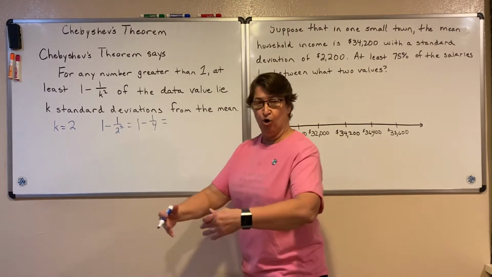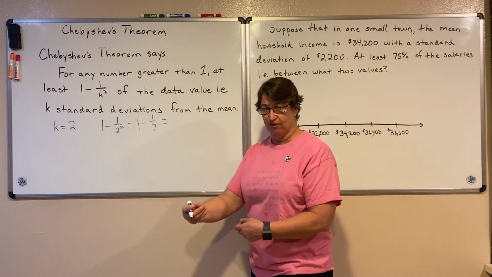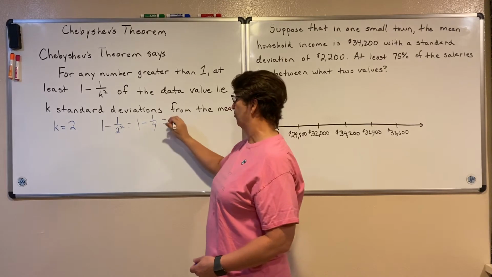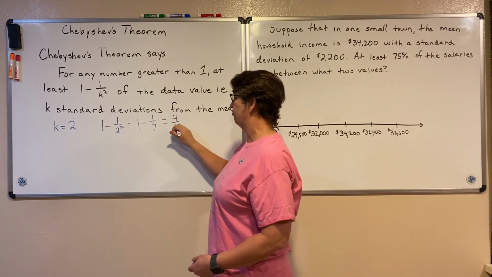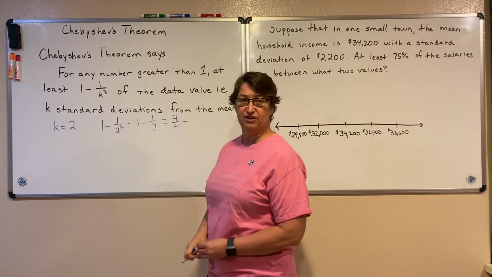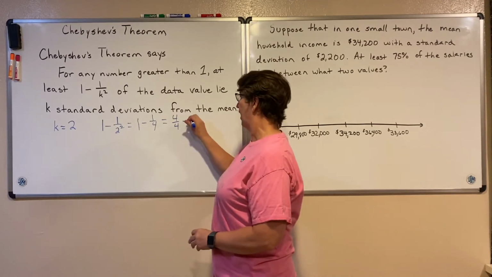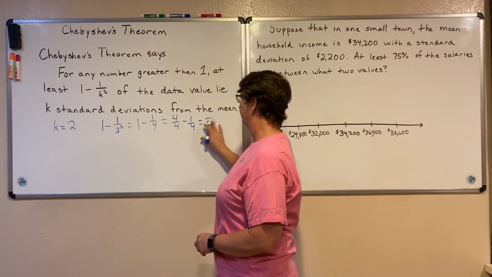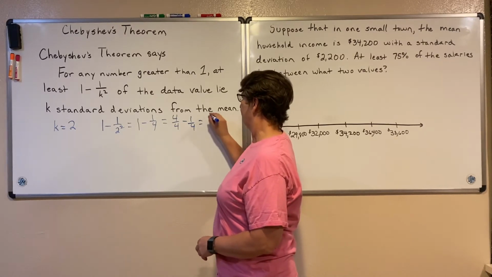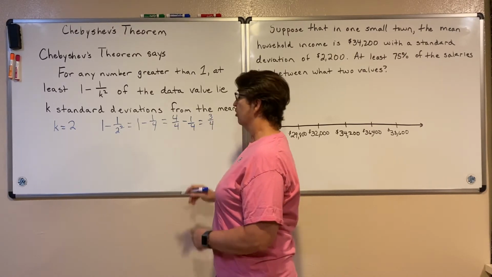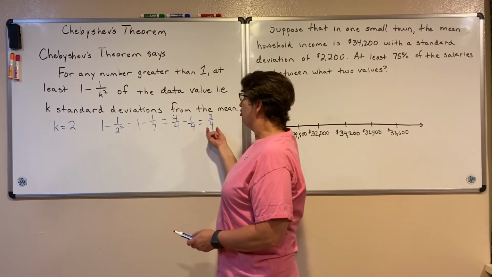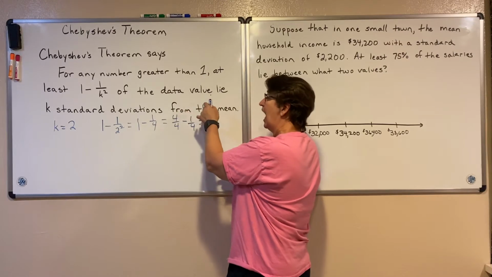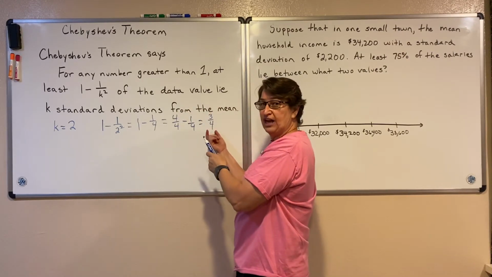Well, if I have one whole pizza and I eat 1 fourth of it, that leaves me with, well, we can make a common denominator by writing this as fourths. One whole pizza is the same as 4 fourths. Subtract 1 fourth, and I'm left with 3 fourths, 3/4 of my pizza. Or what this says is that 3/4 of the data lie within those two standard deviations from the mean.